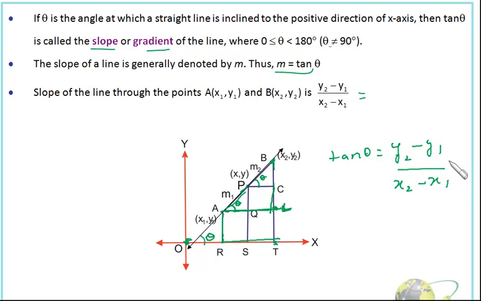We can say tan theta as m also. So precisely y2 minus y1 is equal to m times (x2 minus x1). This is the equation of a straight line that we'll discuss in detail later on. But as of now, tan theta or slope of the line is clear to you.